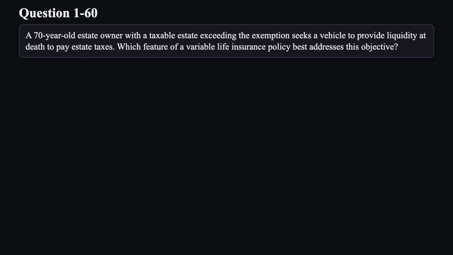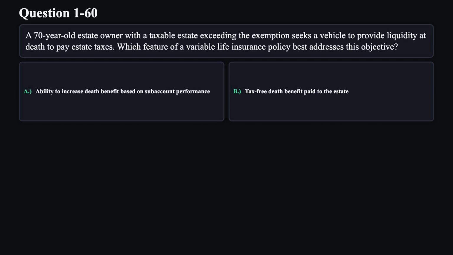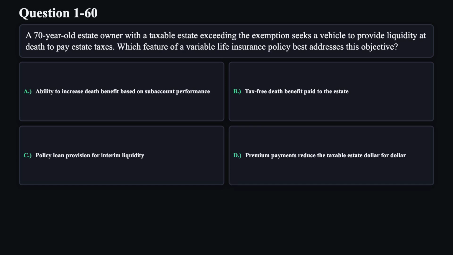Question 60. A 70-year-old estate owner with a taxable estate exceeding the exemption seeks a vehicle to provide liquidity at death to pay estate taxes. Which feature of a variable life insurance policy best addresses this objective? A. Ability to increase death benefit based on subaccount performance. B. Tax-free death benefit paid to the estate. C. Policy loan provision for interim liquidity. D. Premium payments reduce the taxable estate dollar for dollar.